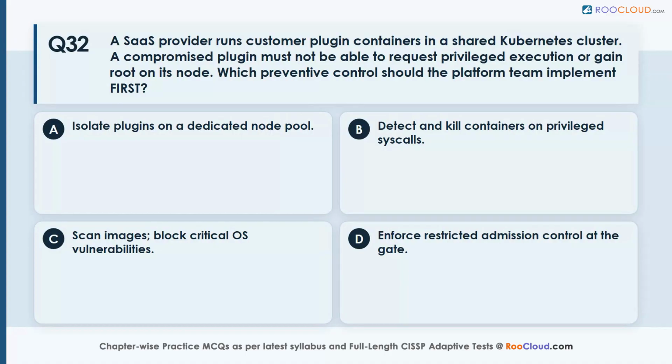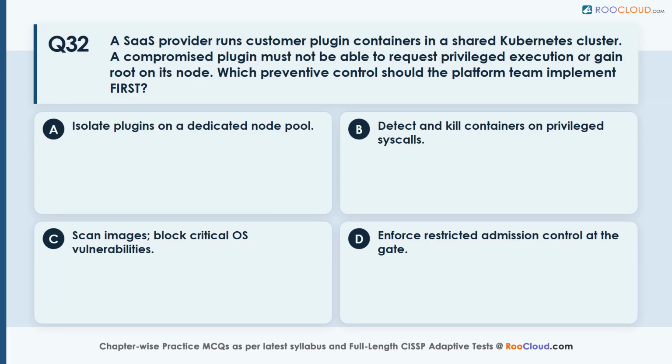The requirement is preventive and specific. A compromised plugin must not be able to request privileged execution or reach root on its node. Detection after the fact does not meet a must not. Option A isolates plugins on a dedicated node pool that separates them but still lets a privileged container run. Option B kills containers when it sees privileged syscalls. That is reactive, acting only once the escalation starts.